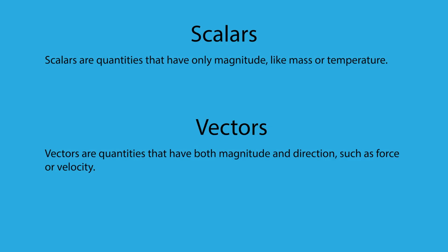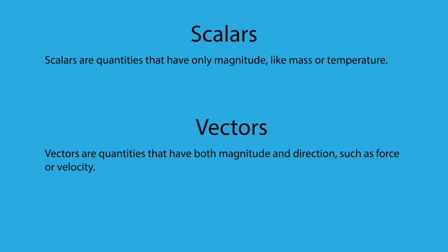Scalars are quantities that have only magnitude, like mass or temperature. On the other hand, vectors have both magnitude and direction, such as force or velocity. Understanding this distinction is fundamental in engineering, as many physical quantities are expressed as either scalars or vectors.